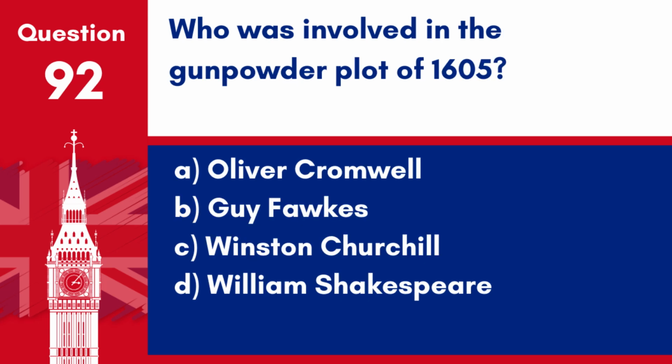Question 92. Who was involved in the Gunpowder Plot of 1605? A. Oliver Cromwell. B. Guy Fawkes. C. Winston Churchill. D. William Shakespeare. Answer: B. Guy Fawkes. Guy Fawkes was one of the key figures in the Gunpowder Plot of 1605, which was an attempt to blow up the House of Lords and assassinate King James I.